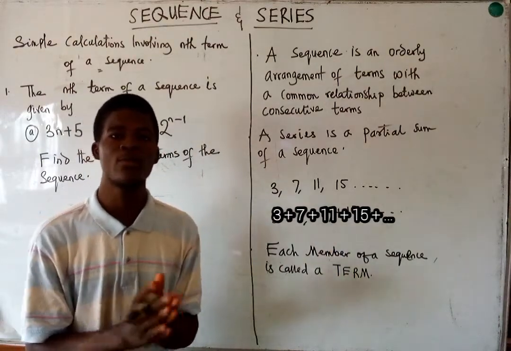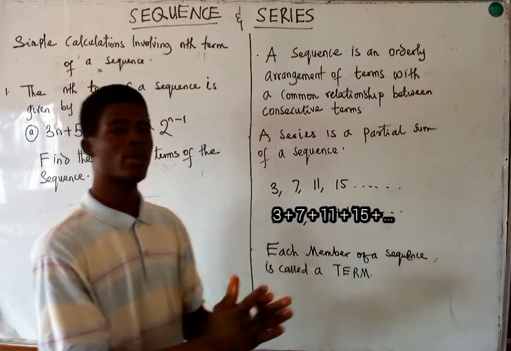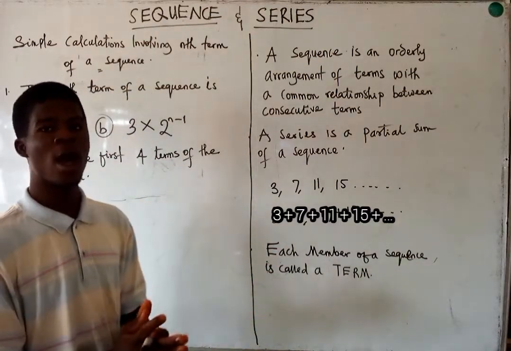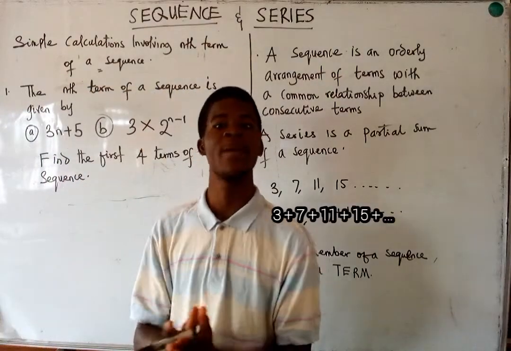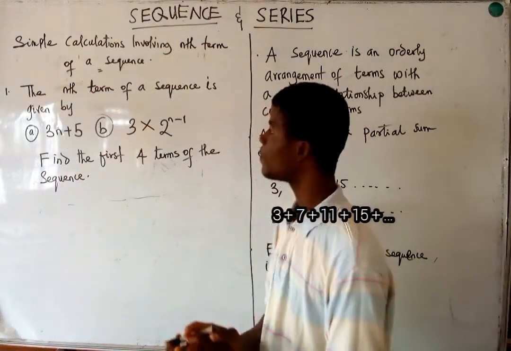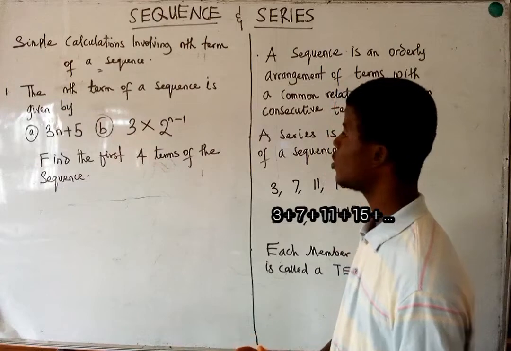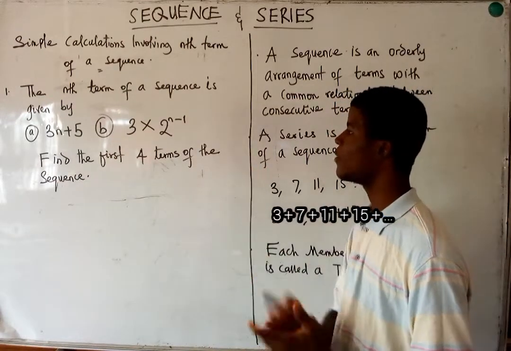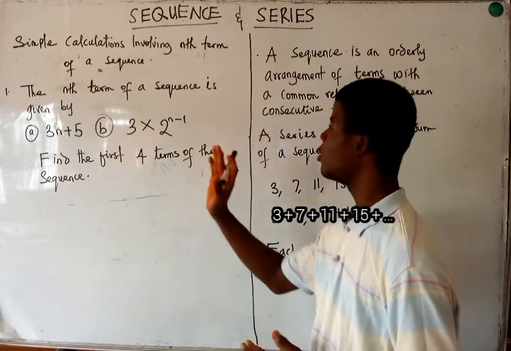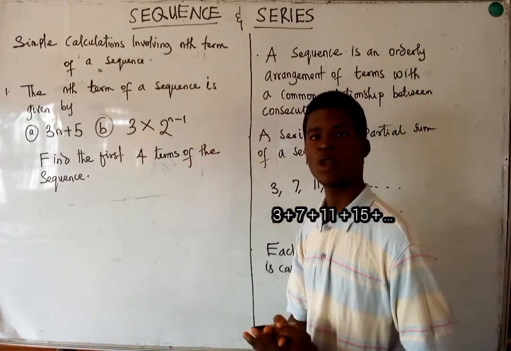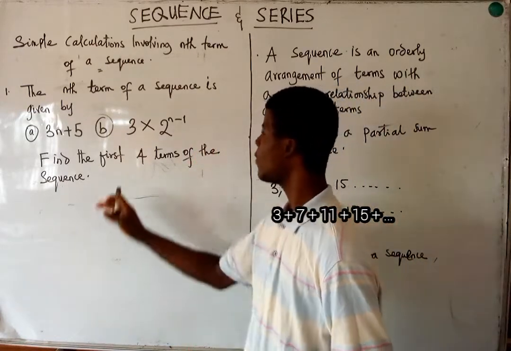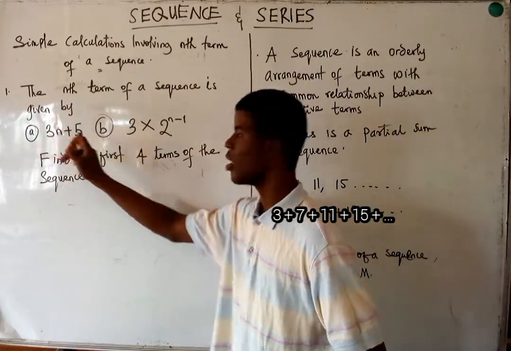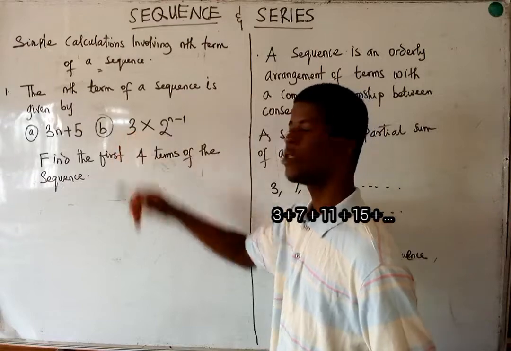So we are going to move now to the next stage. We're going to be talking about simple calculations that involve sequence and series. That's the nth term of a sequence. Now, we are given the first question that the nth term of a sequence is given by 3n plus 5. That's the first one. And 3 times 2 to the power of n minus 1. We are asked to find the first 4 terms of each sequence.